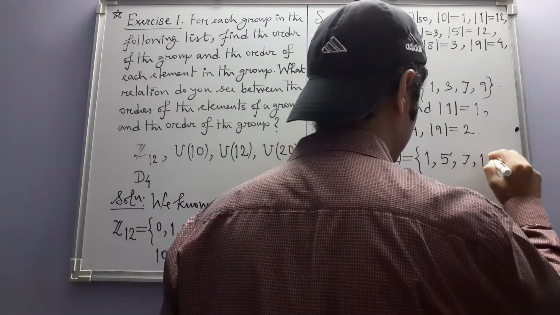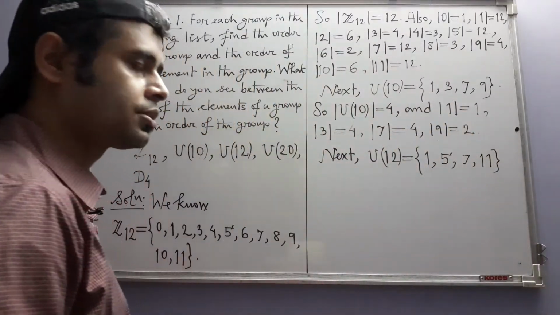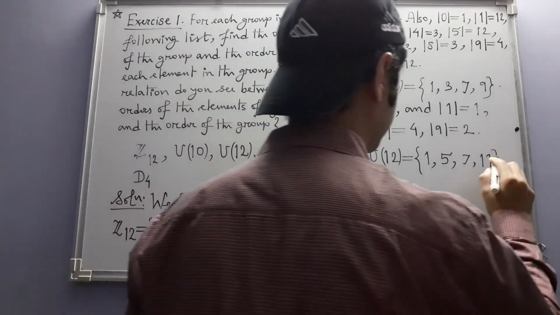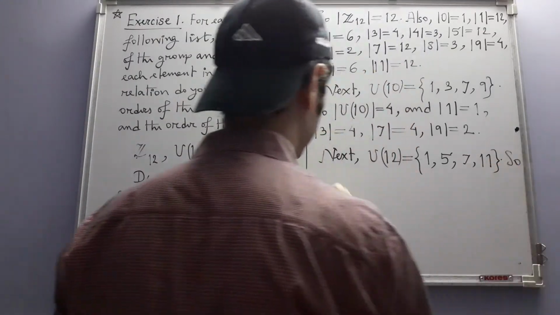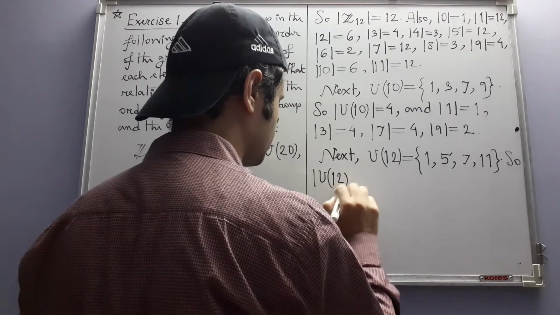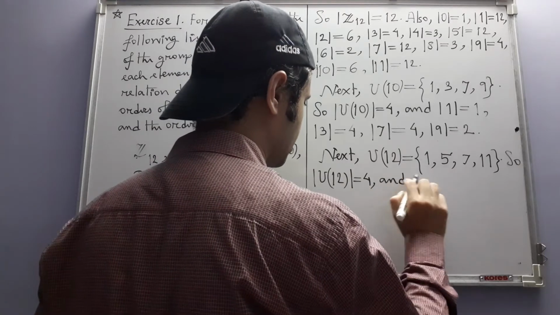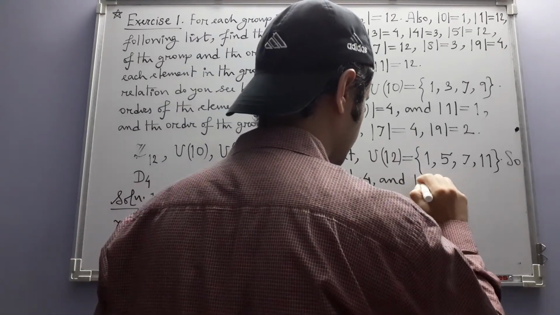So 11. In this group also, just like the previous one, we have 4 elements. So the order of this group U12 is also equal to 4. Okay, now what about the orders of the elements?